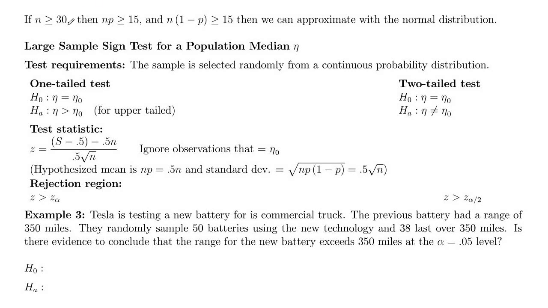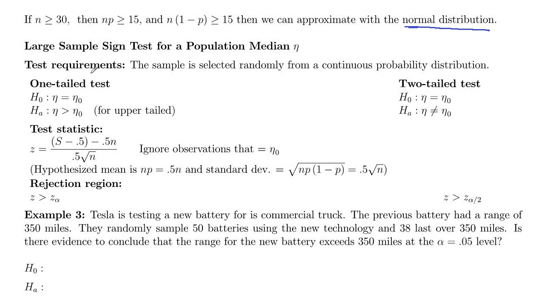Now, if n is greater than or equal to 30, our sample size, that will make n times p greater than or equal to 15, and n times 1 minus p greater than or equal to 15 for p equal 0.5. So that means that we can approximate here with a normal distribution. So in that case, we can modify our large sample sign test.